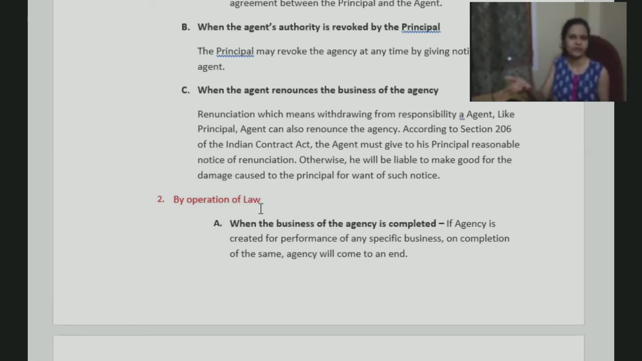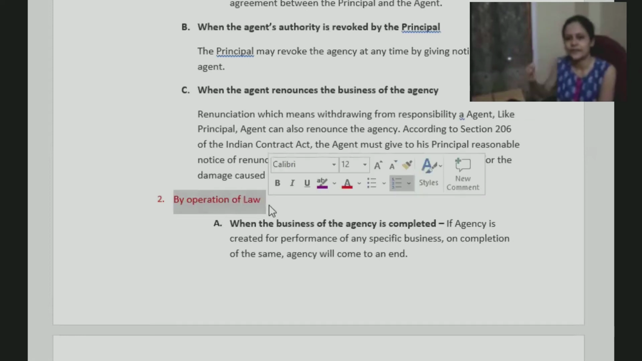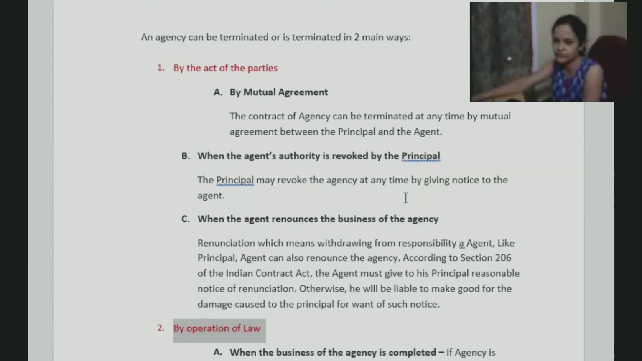Agreement also is like law only, right? When I agree to do something, it becomes binding on me. So if there is a clause based on which it is getting terminated, we would say that it is by operation of law. Why? Because that specific provision of the agreement is applicable on me just like any other law would be. So these are the two ways: by act of parties or by operation of law.